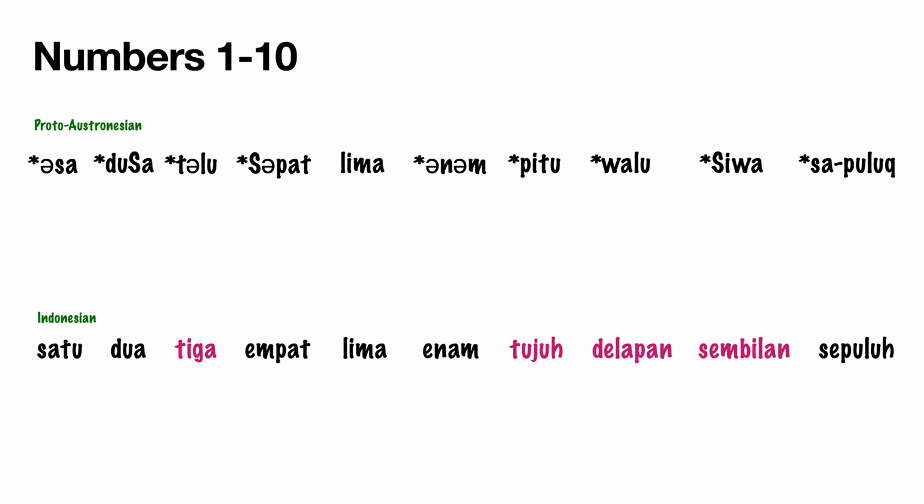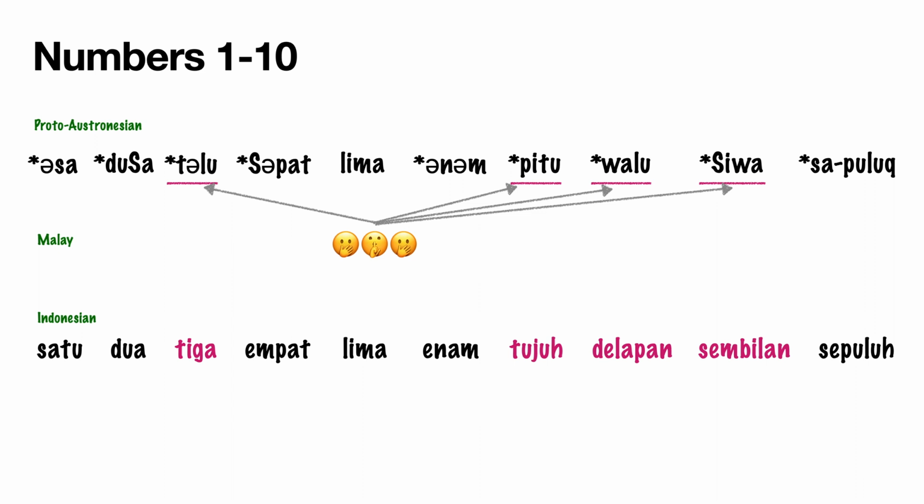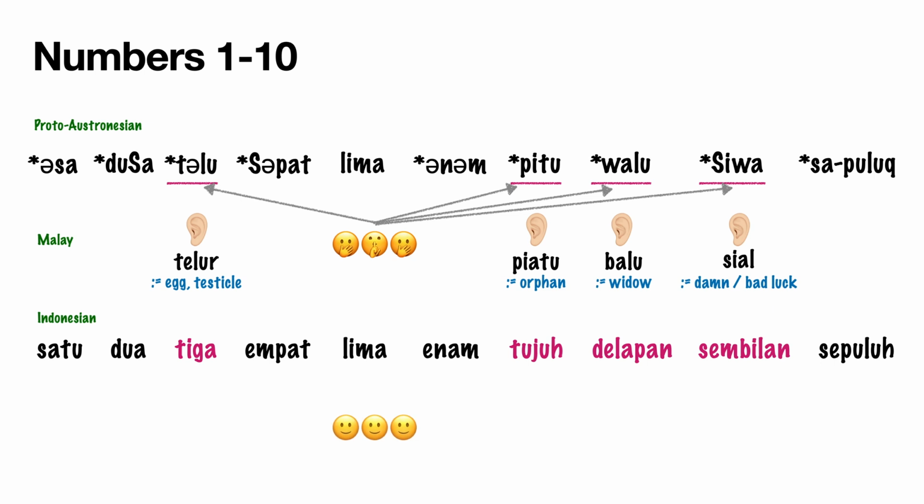Some people say because telu, pitu, walu, and siwa sound similar like Malay's taboo words that people believed would bring misfortune if people used them somehow. Telu sounds similar to word telur, which in Malay means egg or testicle. Pitu sounds similar to piatu, means orphan. Walu sounds similar to Malay word balu, means widow. And siwa to word sial, means bad luck. So Malay people prefer to use other new words to make the counting good and smooth.